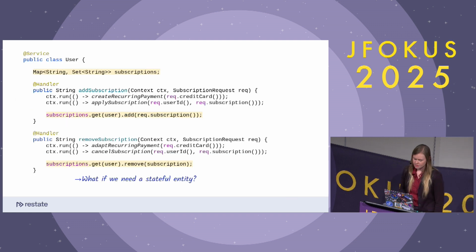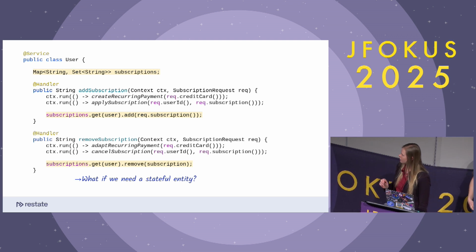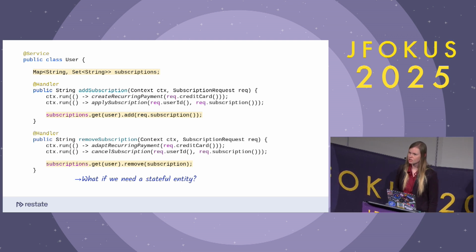So what do we mean by state? The example we gave until now was purely stateless. We didn't have any shared state between the methods or functions in our application. But what if we want to model a stateful entity? So basically we want to keep track of a list of the subscriptions and have one method to add some and one method to remove some.